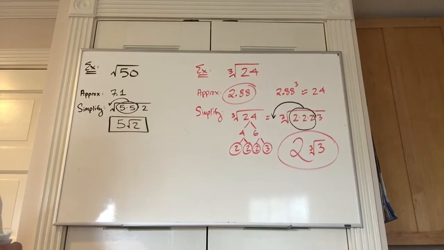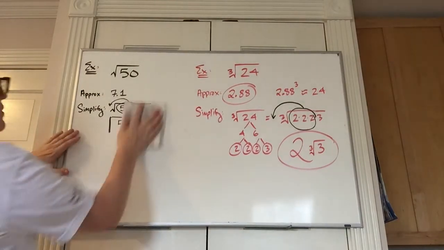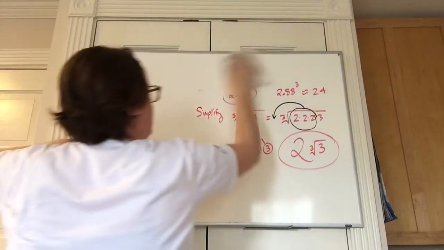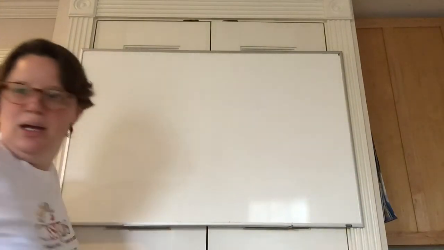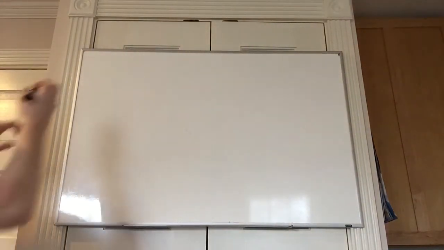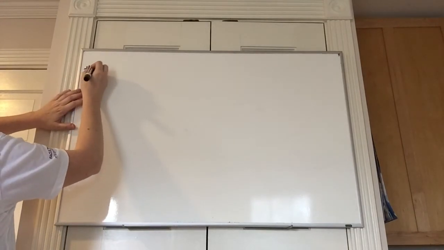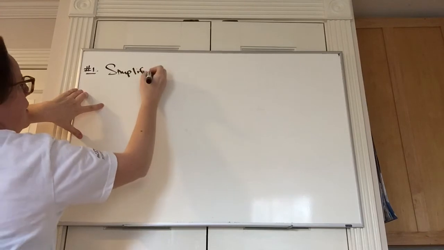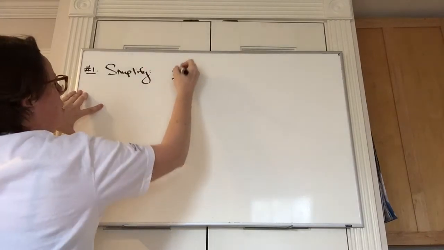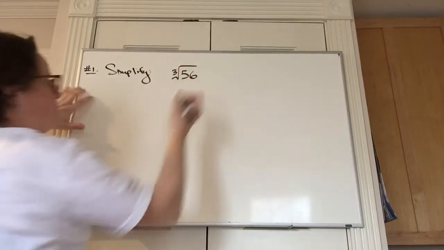All right, and then how about the other types of problems that we've been doing? Well, let's do a series of examples. All right, so first example that we're going to do today, let's just simplify the cube root of 56.